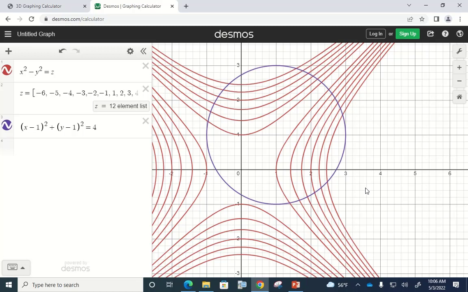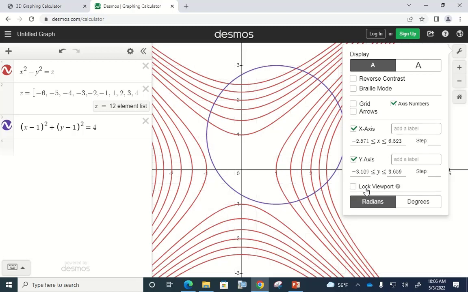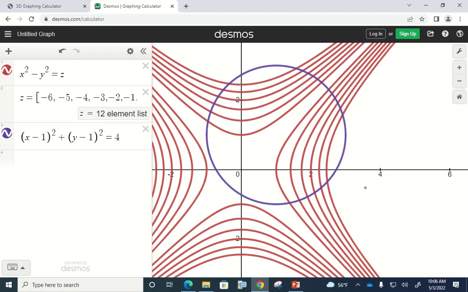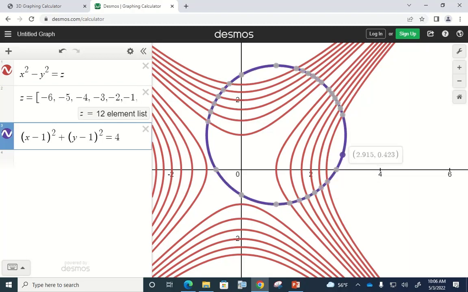So we know that this surface was increasing in the x direction and decreasing in the y direction. And so this contour line that's farthest along in the x direction, that's going to be the largest contour line. And so probably the maximum value along the circle is going to fall right around here, I think.